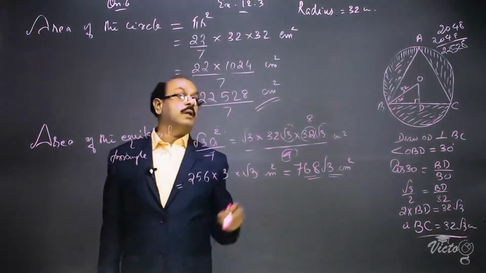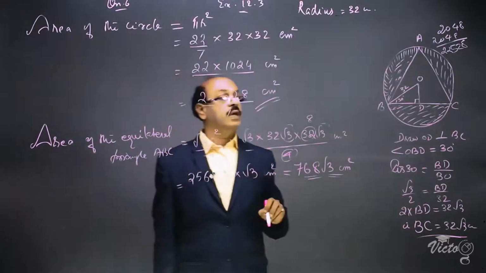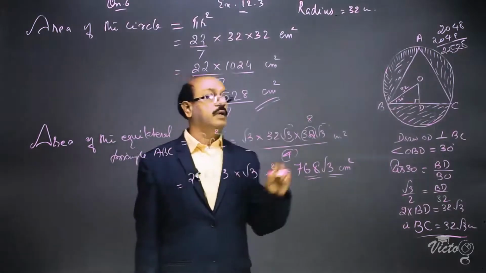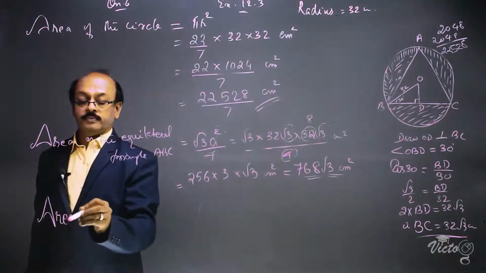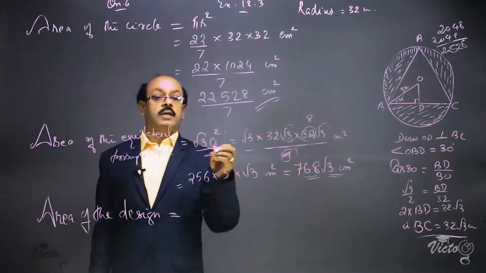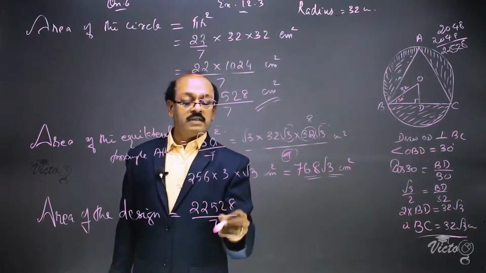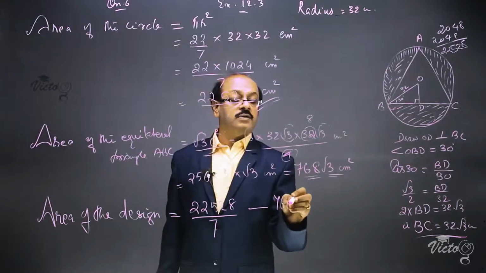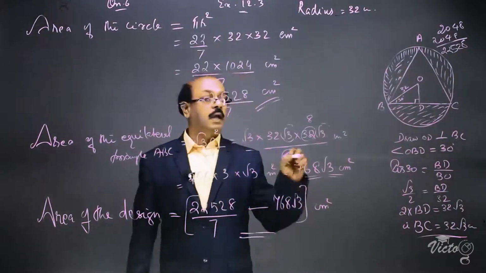Now we have to find out the area of the shaded part, meaning the area of the design. For that we have to subtract the area of the equilateral triangle from the area of the circle. Area of the circle minus area of equilateral triangle will give the area of the design. Area of the design is equal to 22,528 by 7 minus 768 root 3 centimeter square. This is the area of the design.